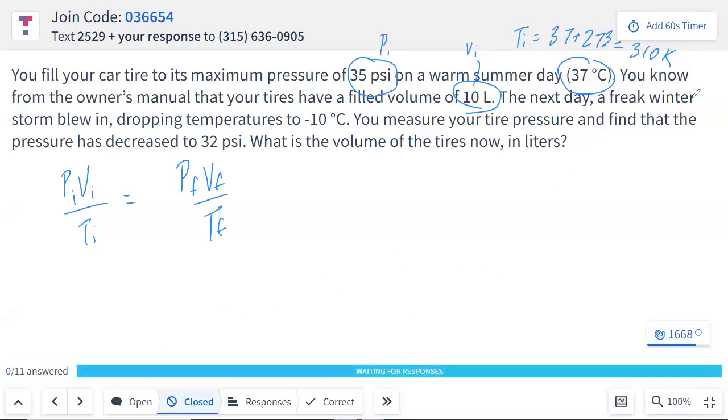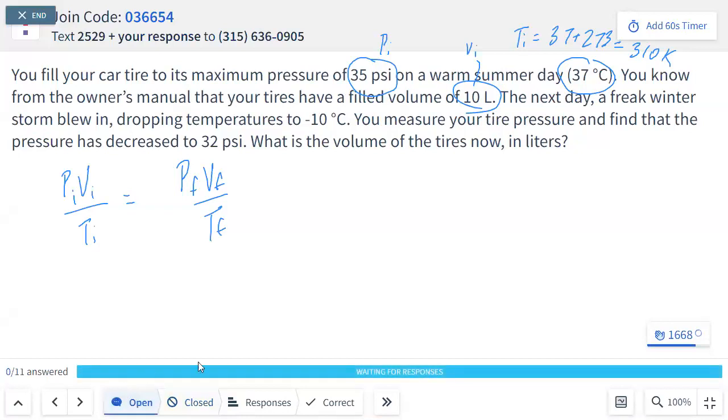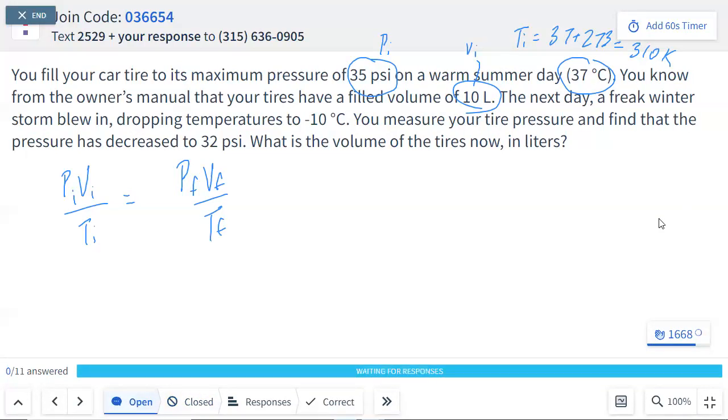Now my secondary conditions. I have a new temperature, negative 10 degrees. So negative 10 plus 273 would give me 263 Kelvin. And I have a new pressure at 32 psi.